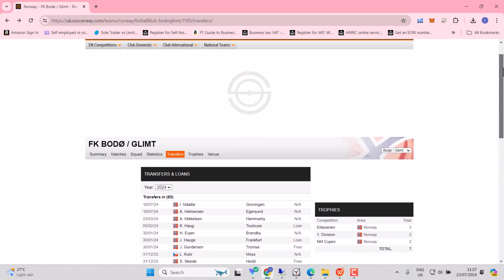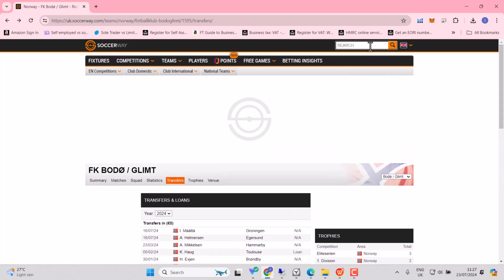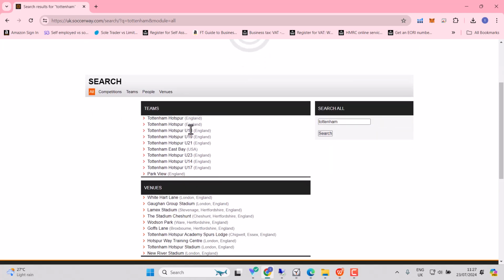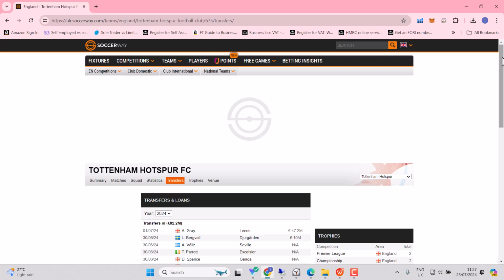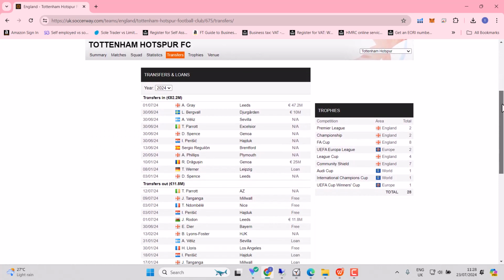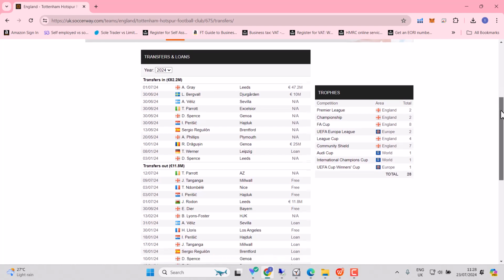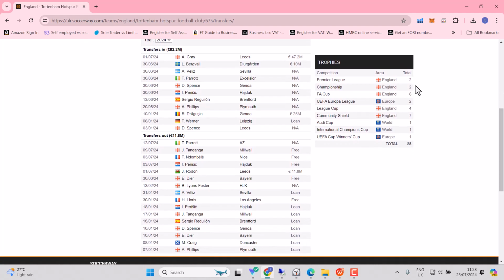So you can do the same for the Premier League as well. You can search for your teams up here. Tottenham, for example. Tottenham Hotspur. And then you can have a look at the team news by clicking on transfers. Make note of any big guns in and out. So far, A. Gray from Leeds, 47 million. And Dragusin from Genoa, 25 million. Relative to the spend in the Premier League with their silly money, that's probably the standout there, Mr. Gray. Any major players out?